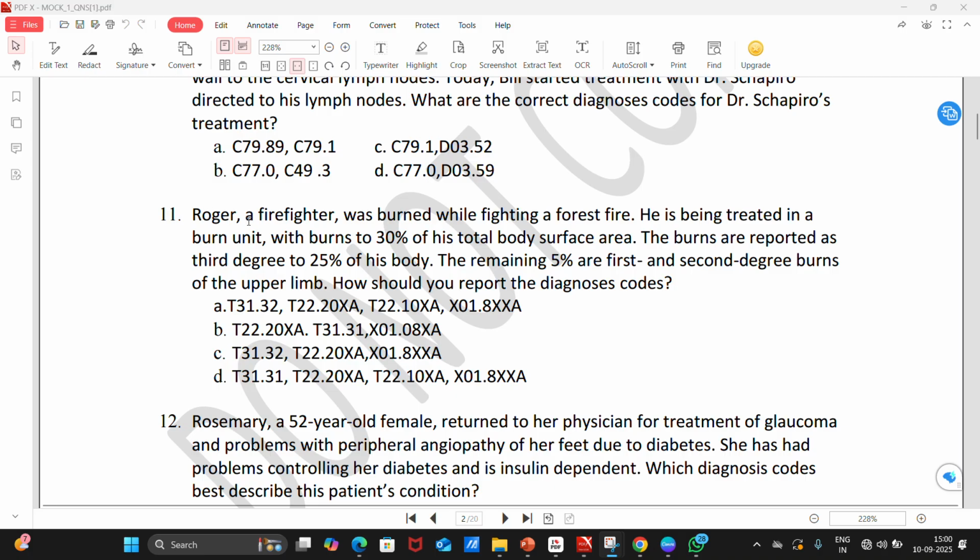11th. Robin, a firefighter, was burned while fighting a forest fire. He is being treated in a burn unit with burns to 30% of his total body surface area. The burns are reported as third degree to 25% of his body. The remaining 5% are first and second degree burns of the upper lip. How should you report the diagnosis codes?